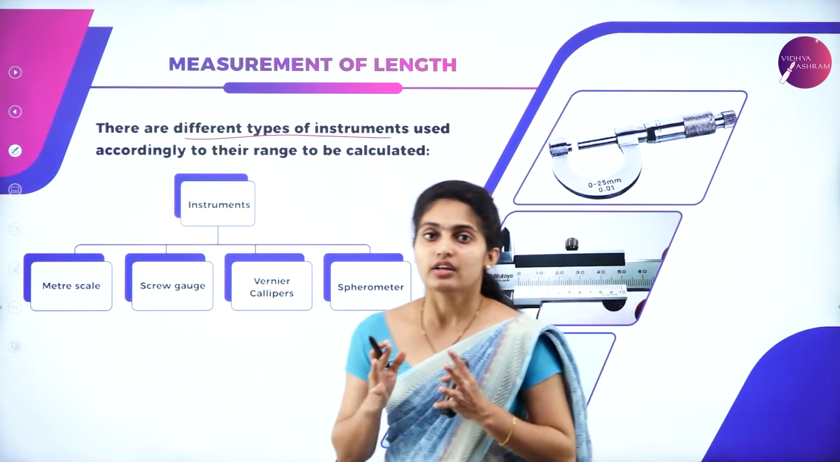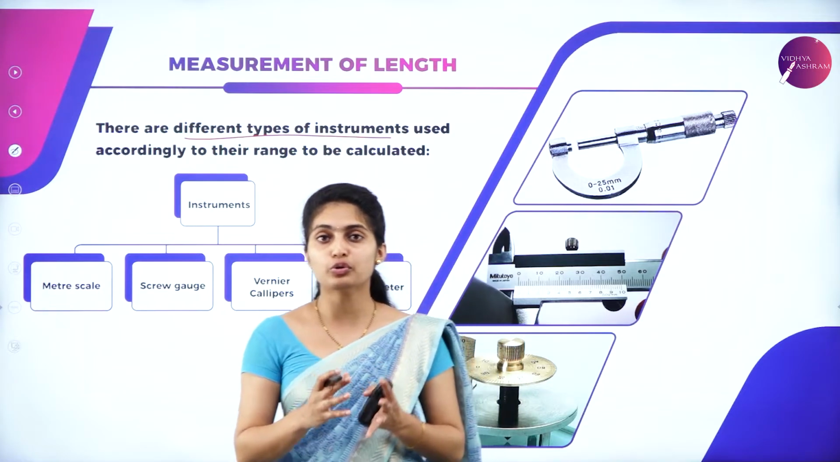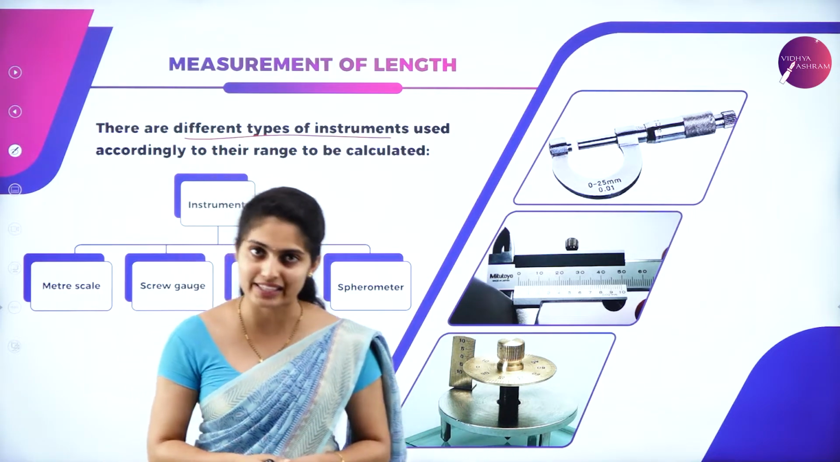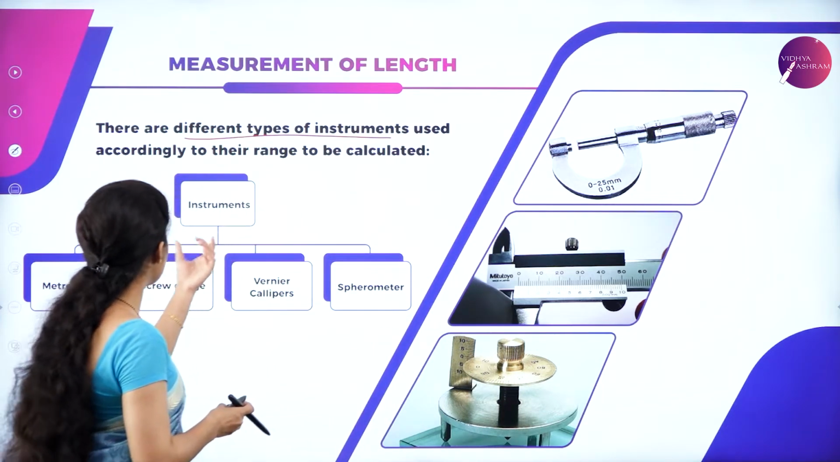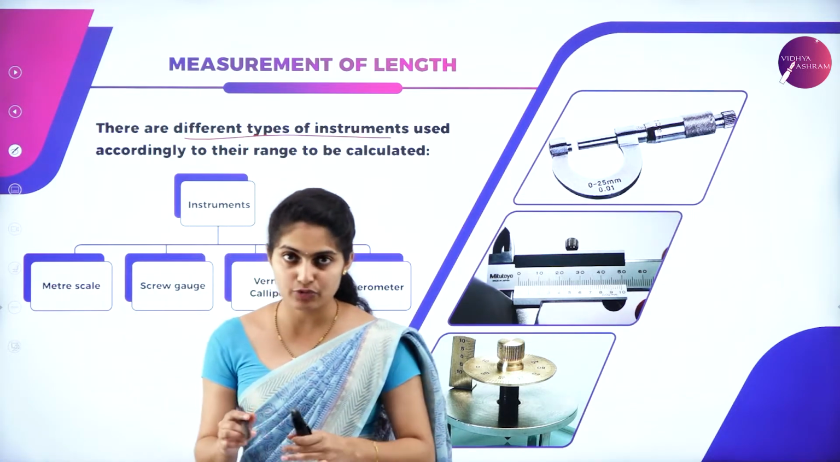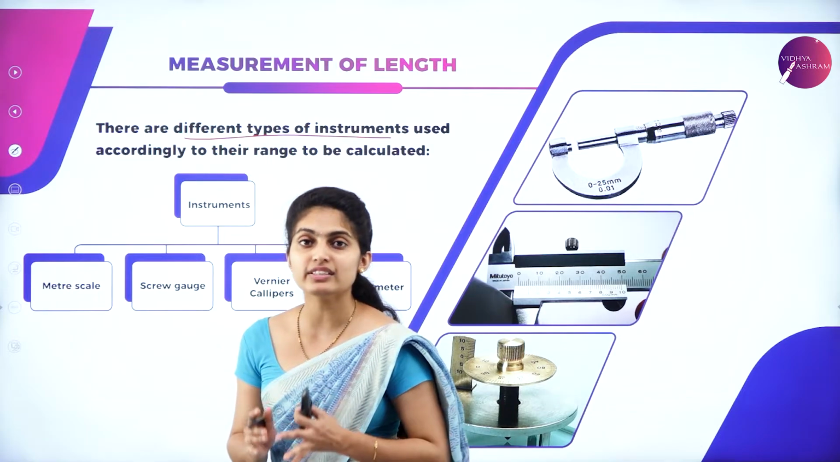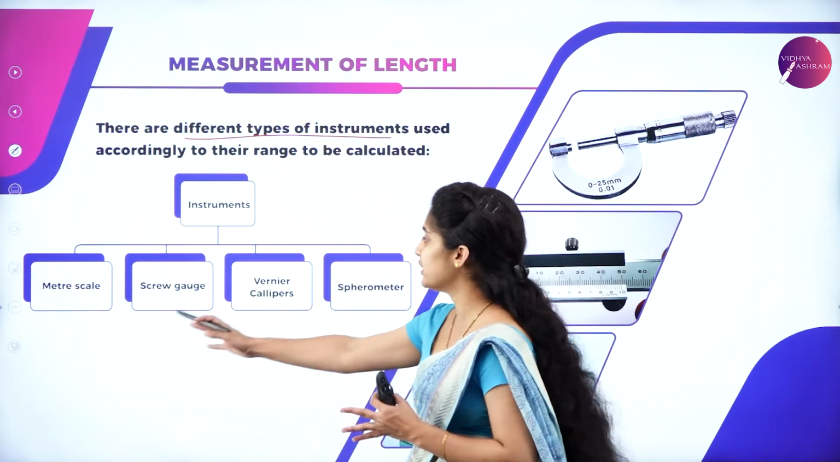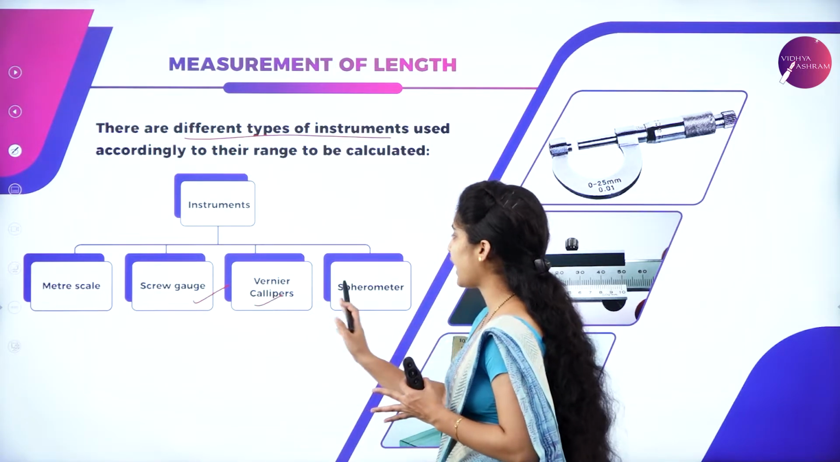All these are the apparatus used in order to measure the length of any object which is given to us. Here the instrument is the meter scale, whatever we use whenever we draw a line in mathematics. All these things we use meter scale. That is what it is. Next is screw gauge, vernier caliper, spirometer.